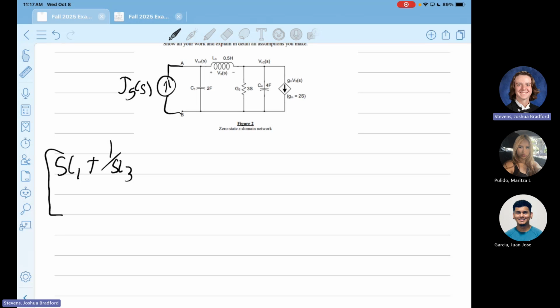Okay. Is there anything being shared between node 1 and node 2? Anybody? Do you agree with him? Okay. I agree. That's an L. Okay. 1 over SL3. That's negative 1 over SL3. Okay. What are the admittances connected to your second mesh? Second node. They're not meshes. They're nodes.